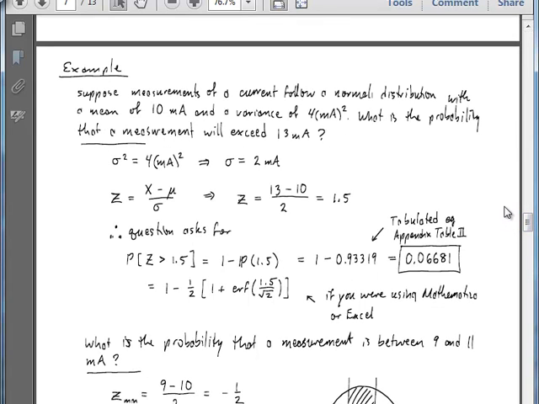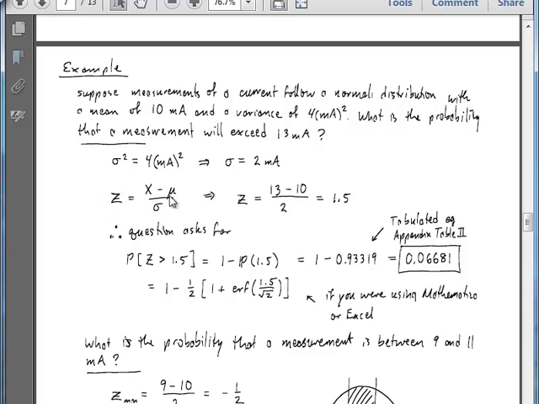We're going to suppose that we have measurements of a current flow and that those measurements take values that follow a normal distribution with a mean current of 10 milliamps and a variance of 4 milliamps squared. What is the probability that a measurement will exceed 13 milliamps? We have a variance that's 4 milliamps squared. That says our standard deviation is 2 milliamps, and we have a standard normal variable now that we can write down.